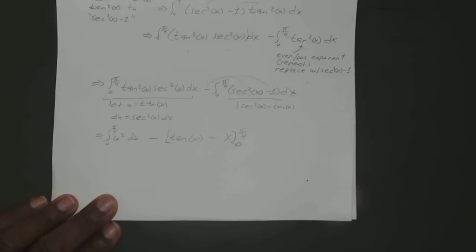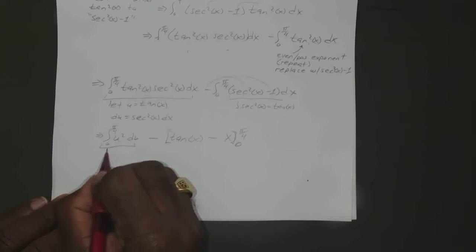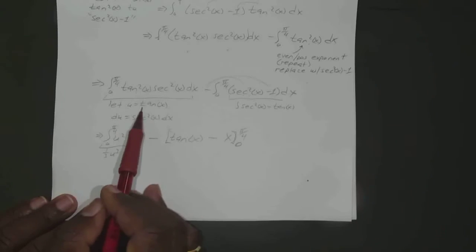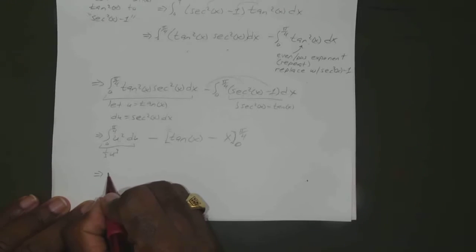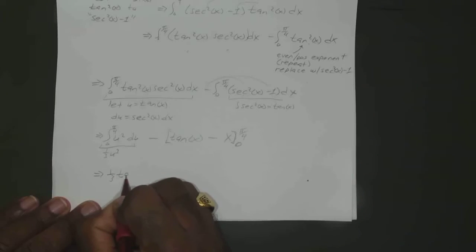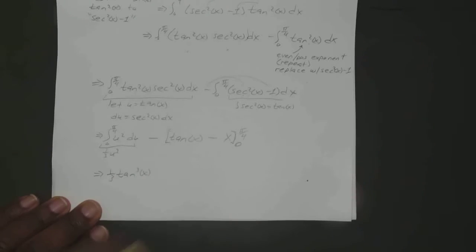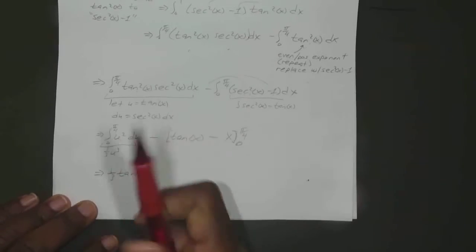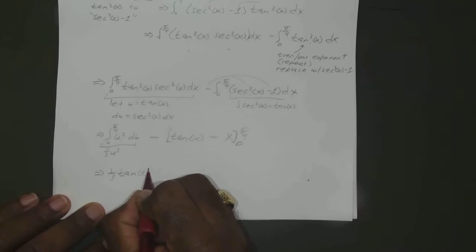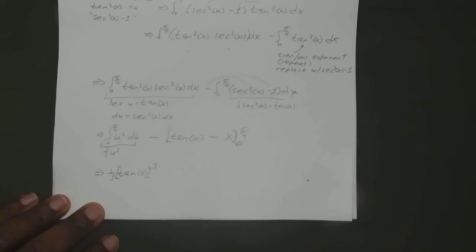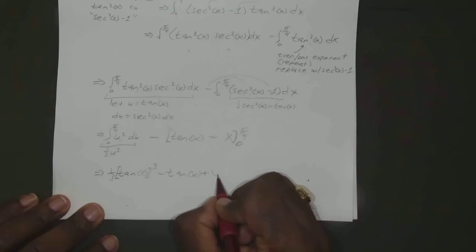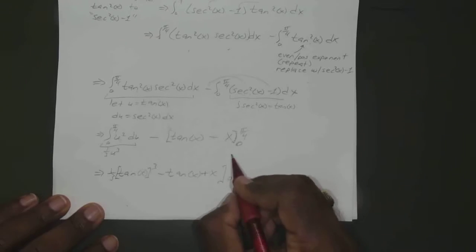All right, so this one is just 1/3 u to the third, which once you plug in your u is equal to tangent x, that just becomes 1/3 tangent to the third of x, or tangent x to the third. I think I'll put it that way, since we have to plug in values. Minus tangent of x plus x from 0 to pi over 4.